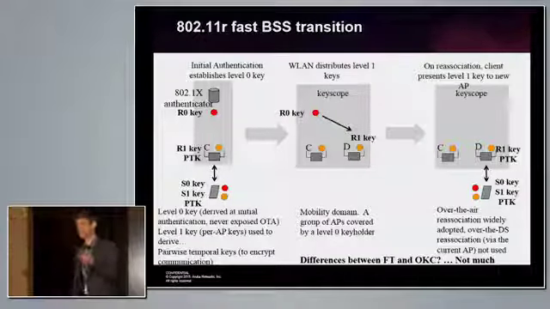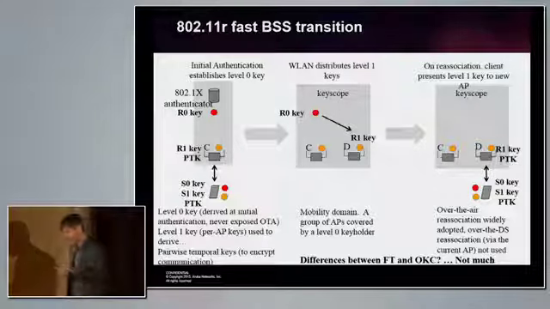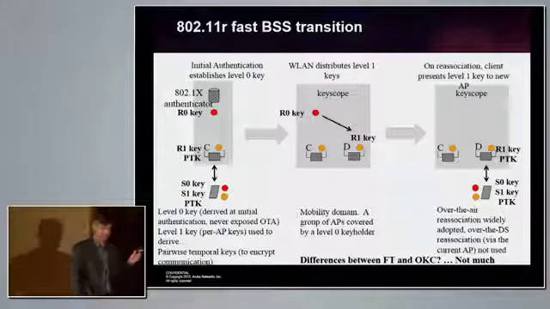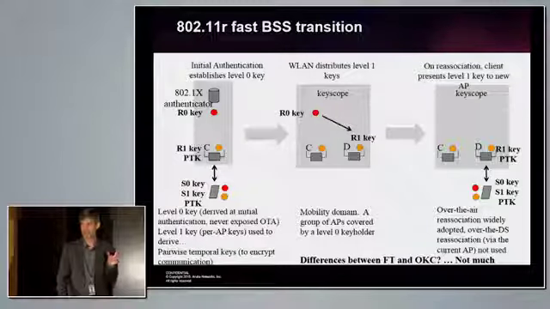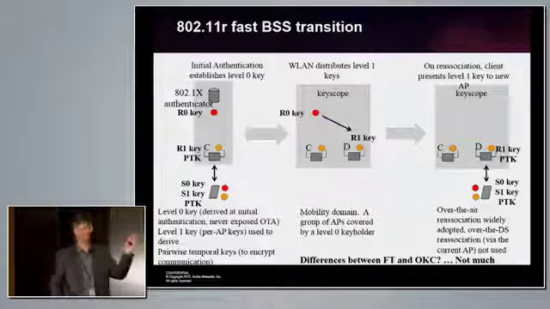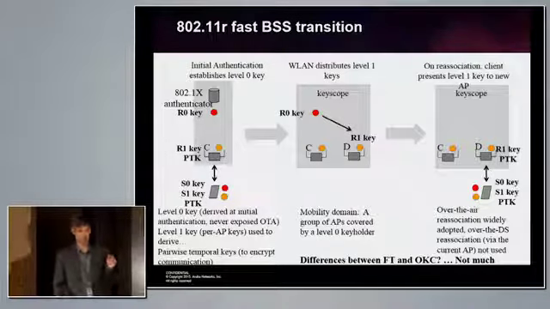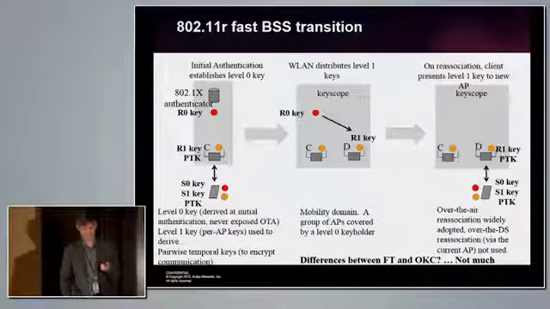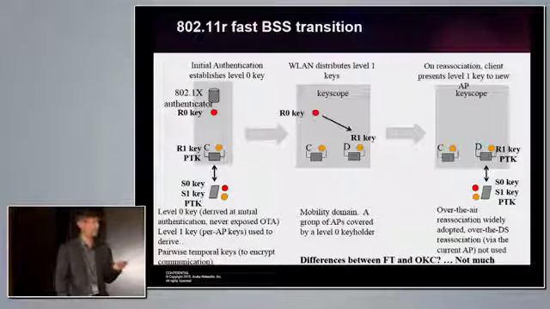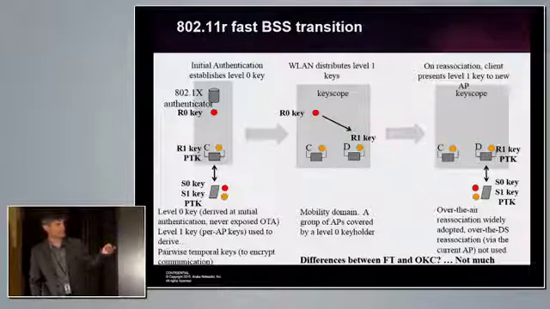11R is fast BSS transition, and that basically cuts short the authentication protocol. So instead of doing a full MS-CHAPv2 when you show up at the new AP, which is pretty typical today, and which involves maybe 50 frames on the air, depending on how big your certs are and stuff, this gets it down to the order of 10.